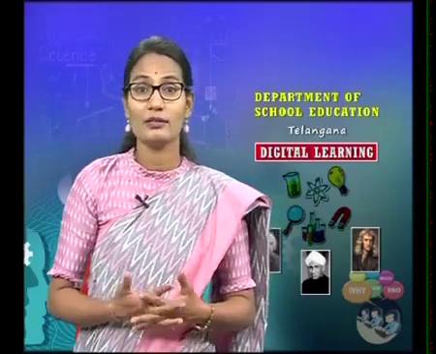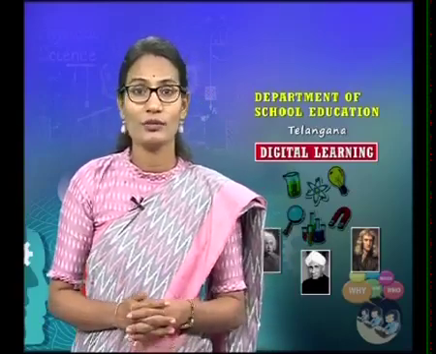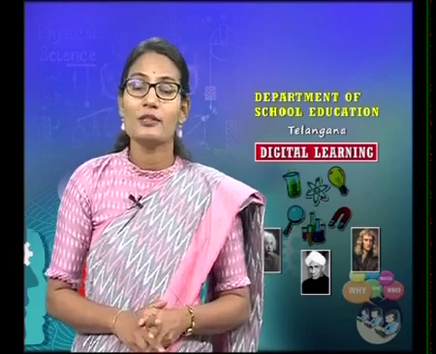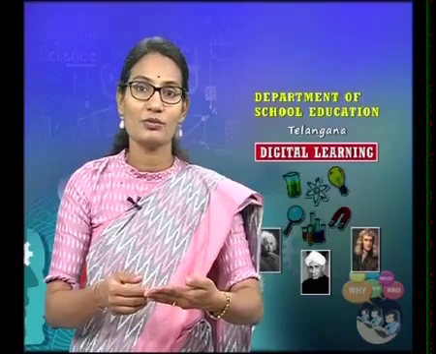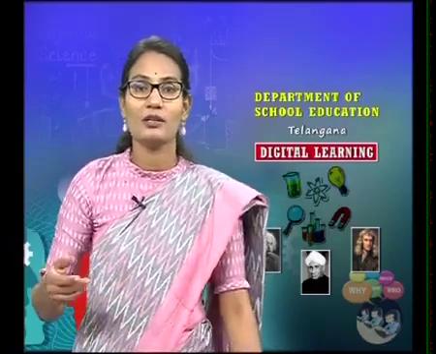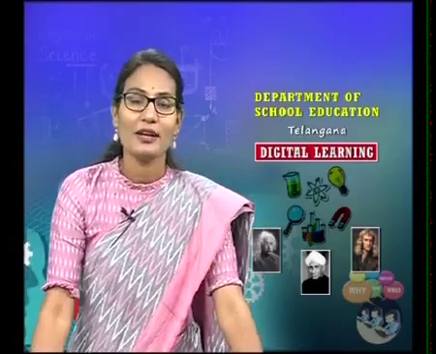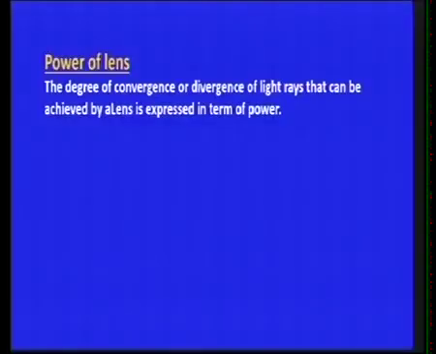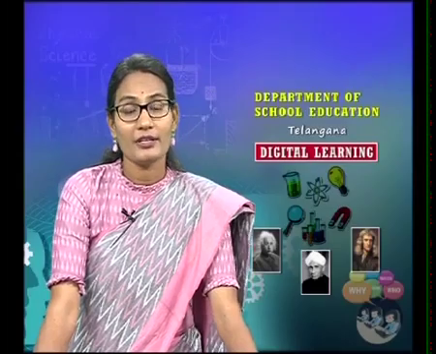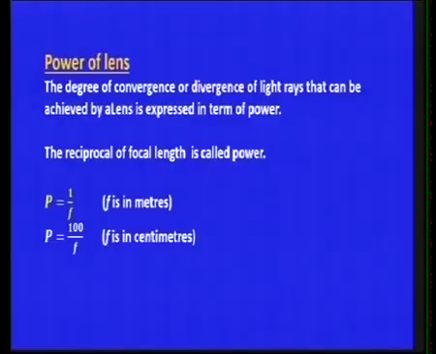When you get vision defects, you go to the eye specialist. Then the eye specialist gives you the receipt with numbers like -2 for the right eye, +2, like this. These values are nothing but the power of a lens. So what is this power of lens? The degree of convergence or divergence of light rays that can be achieved by a lens is expressed in terms of power, or we can define it like this also: the reciprocal of focal length is called power of lens.